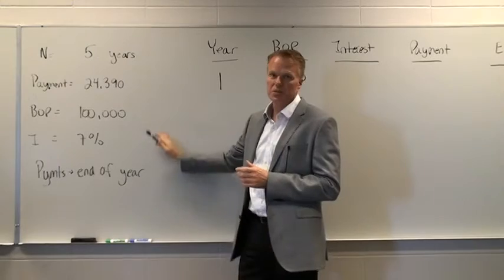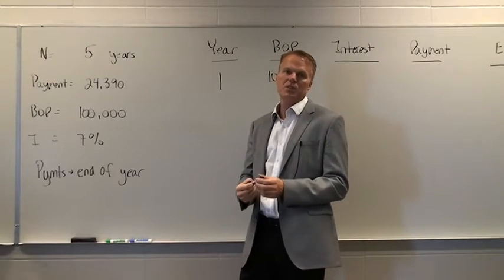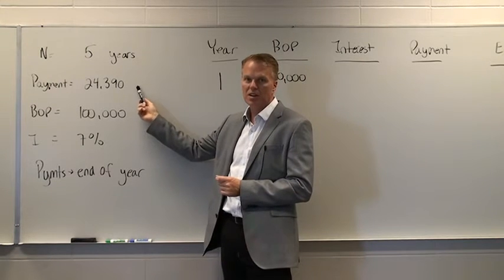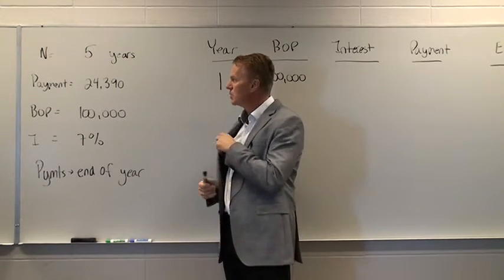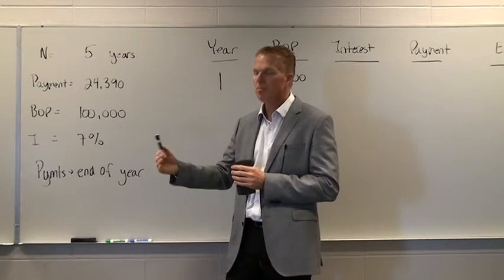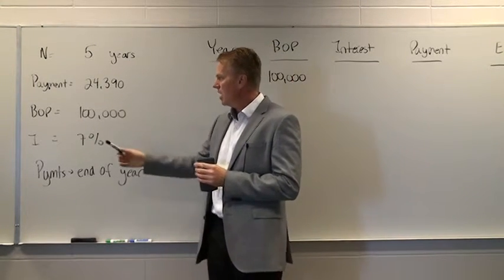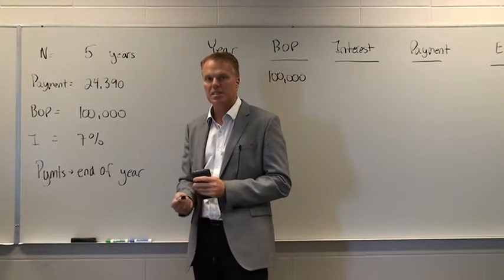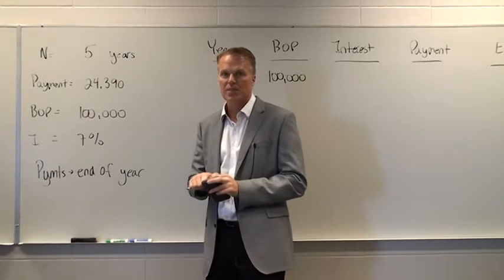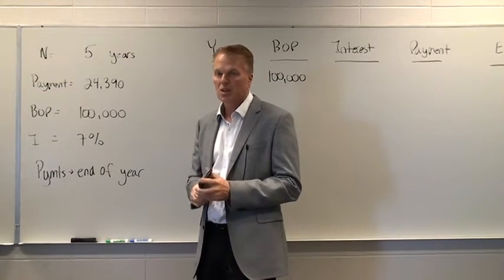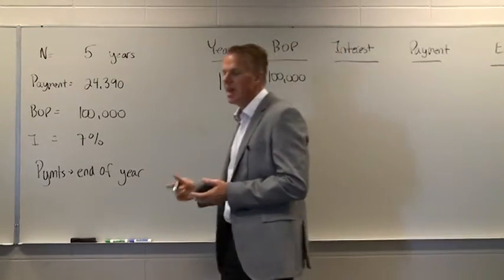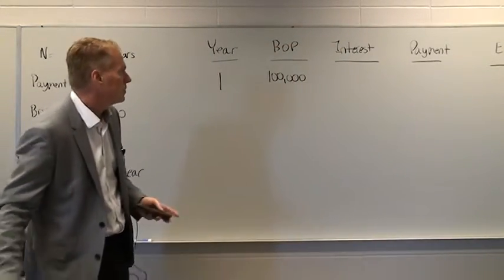Here are our basic terms. Our N is 5 years. The payment, which is going to occur at the end of the year, is $24,390. Our BOP, the beginning of period balance, is $100,000, and our interest rate is 7%. So we need to create this very basic effective interest schedule. Let's set up our schedule and headings and understand how we create this.